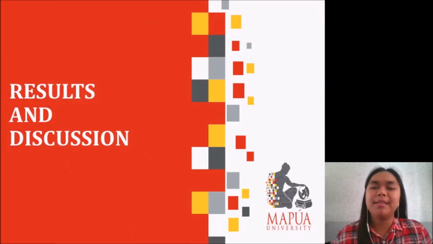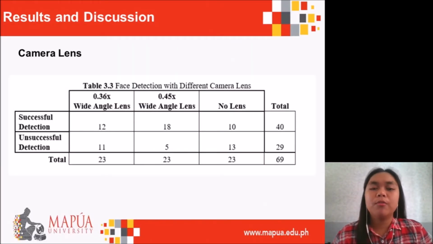Good day, I'm Renee Ylka Borejon, and I will discuss some parts of the results and discussion of our paper. So for the data shown, it is the face detection with different camera lens. It is categorized with successful and unsuccessful detection with 3 different conditions. First is the 0.36 times wide angle lens. Second is with a 0.45 wide angle lens. And lastly, the camera with no lens.